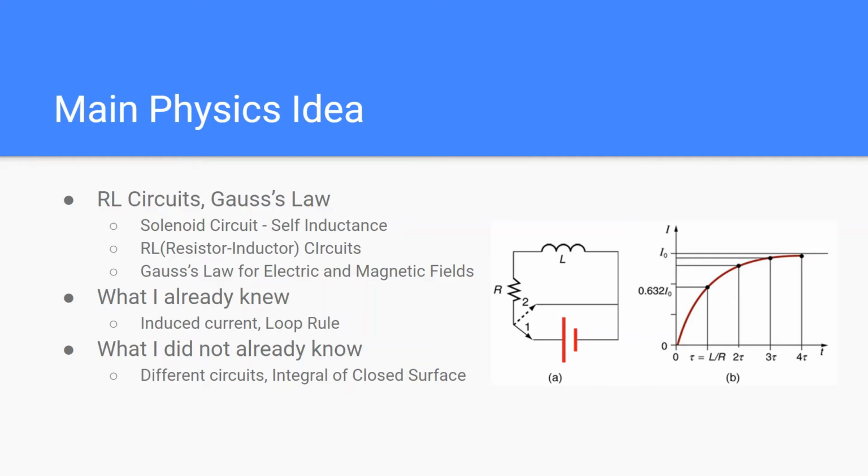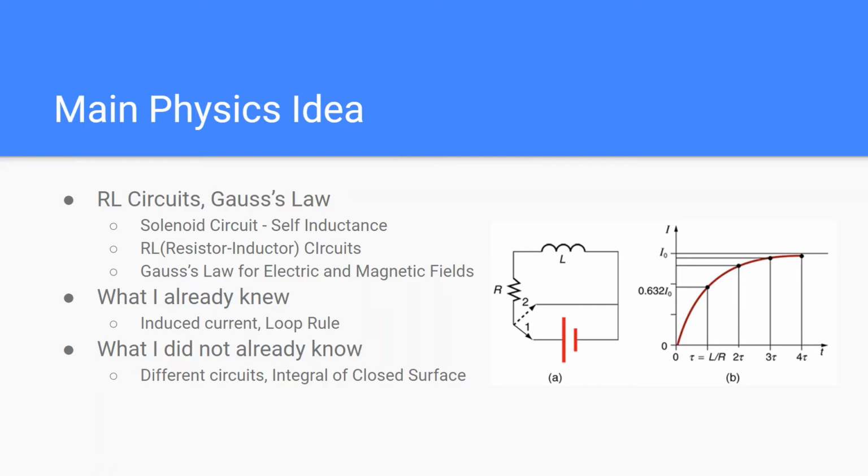That was equal to EMF over R times (1 minus e to the power of negative t times R over L). This basically means when time goes from 0 to a certain t, the current is going to have a significant value at t equals L over R, because that's the time constant, and eventually the current is going to reach EMF over R.